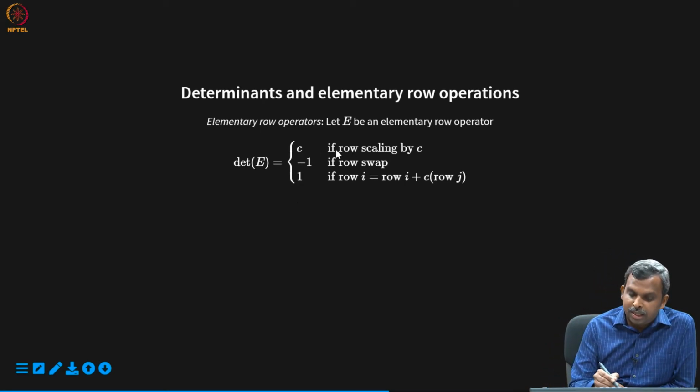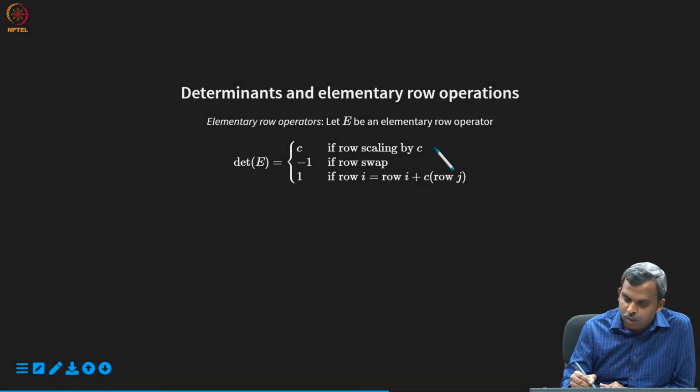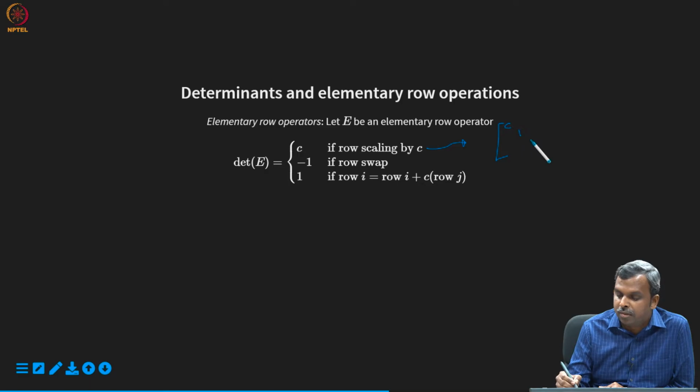If you look at the determinant of the first one, the row scaling by C, what is the matrix corresponding to row scaling by C? Let me say the first row is scaled by C, everything else remains the same. So you get a diagonal matrix with 1 on all the other terms except for the first row where that's C. Now the C could be in any other place also, but let's say it's in the first place.